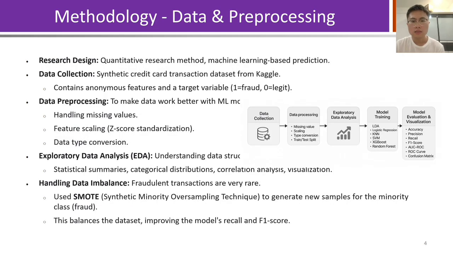Now, let's talk about how I did it. I used a quantitative approach with machine learning. My data came from Kaggle, a synthetic dataset that mimics real credit card transactions. It has anonymized features and a target variable showing if a transaction is fraud (1) or not (0).